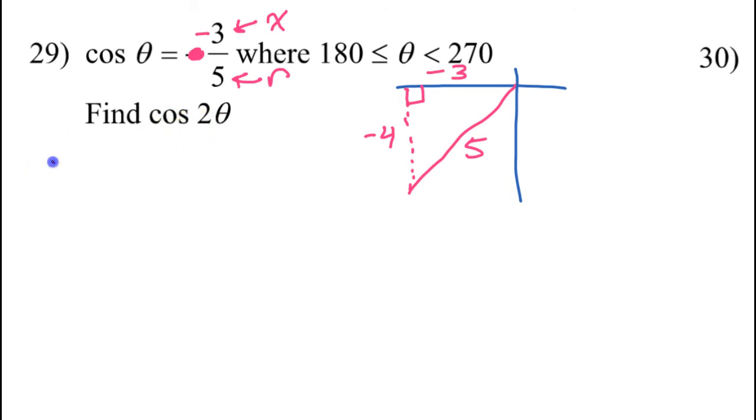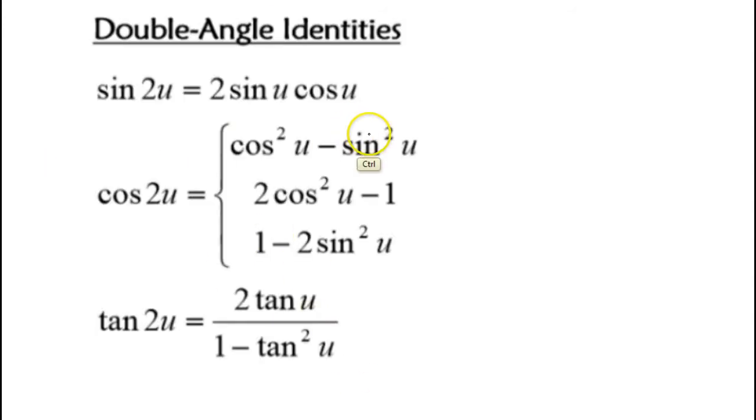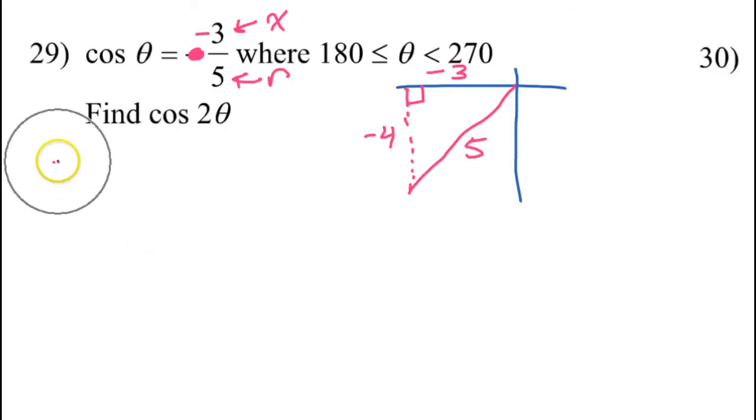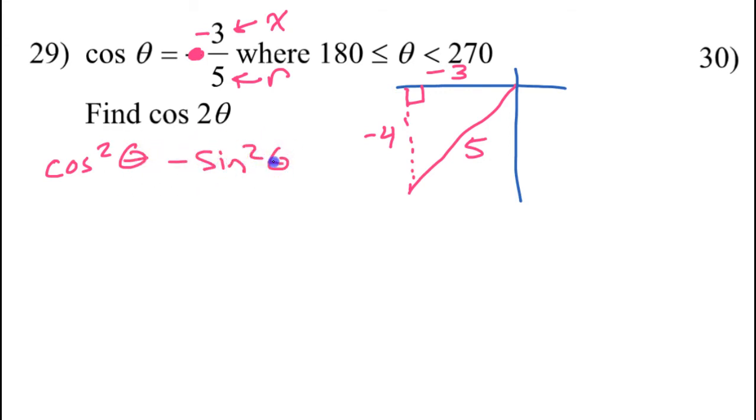Okay, so cosine 2 theta, again, there are three formulas that you have, but I'm going to do cosine squared minus sine squared. You get the same answer no matter what. So cosine squared minus sine squared is one way to go.